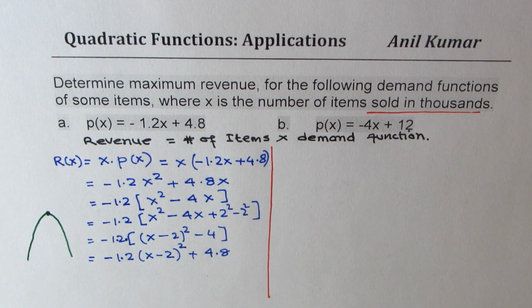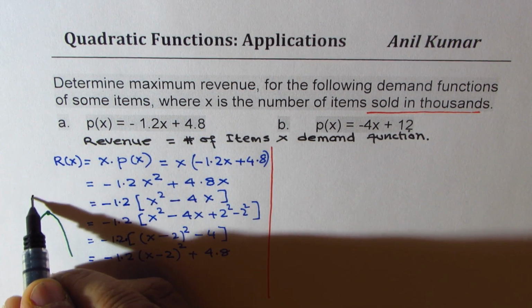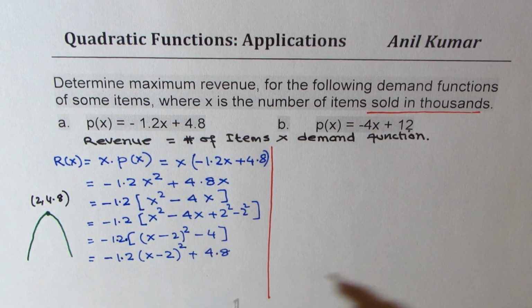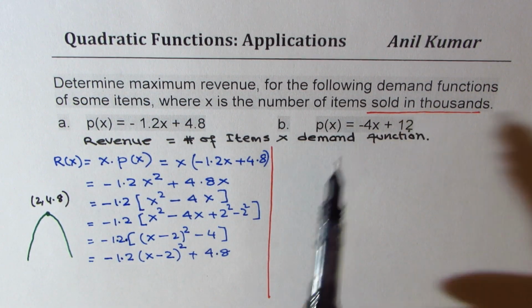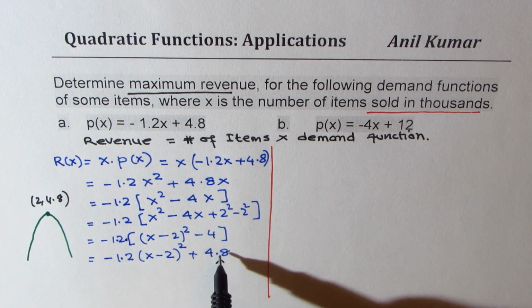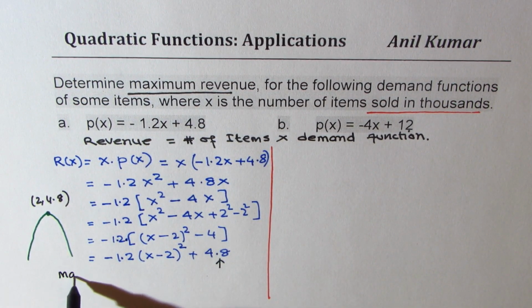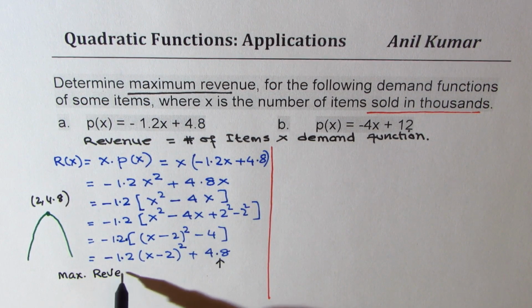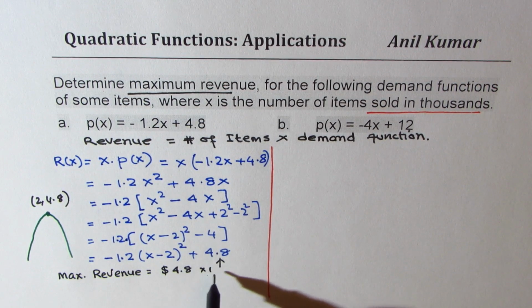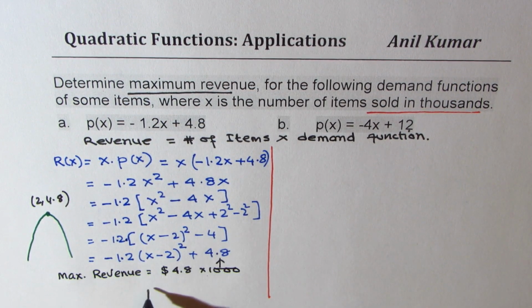So this equation represents a parabola which opens downwards, kind of like this, where that is the vertex, and this vertex happens to be at 4.8. So the question here is, determine the maximum revenue, right? The maximum revenue will be in thousands of dollars. So the maximum revenue equals, in dollars, 4.8 times 1,000, so $4,800. That becomes the answer.